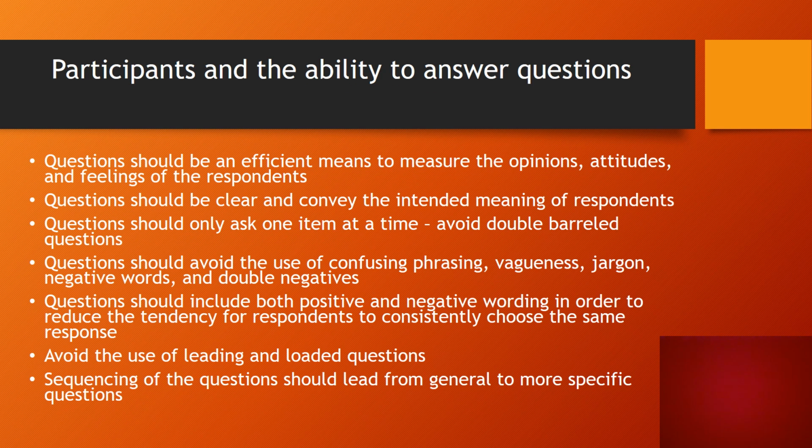So let's talk about the participants and the ability to answer these types of questions. When designing a survey such as this about employee engagement, really any other similar survey, the questions should be an efficient means to measure the opinions, attitudes, and feelings of the respondents. Questions should be clear and convey the intended meaning to the respondents. Questions should only ask one item at a time. In other words, you want to avoid what they call double-barreled questions. Questions should avoid confusing phrasing, vagueness, jargon, negative words, and double negatives.